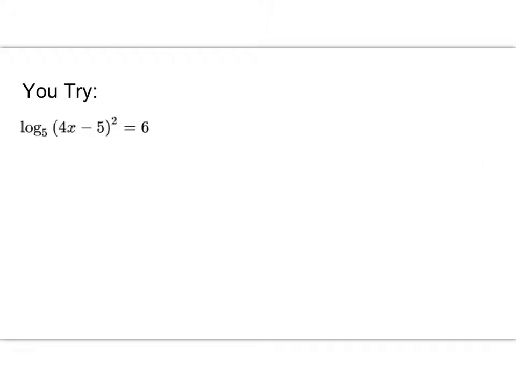Here's another one to try. Okay, I have log base 5. If I give both sides a base of 5, an exponential base of 5, I get 4x minus 5 squared equals 5 to the 6th. Whoops, forgot my base.